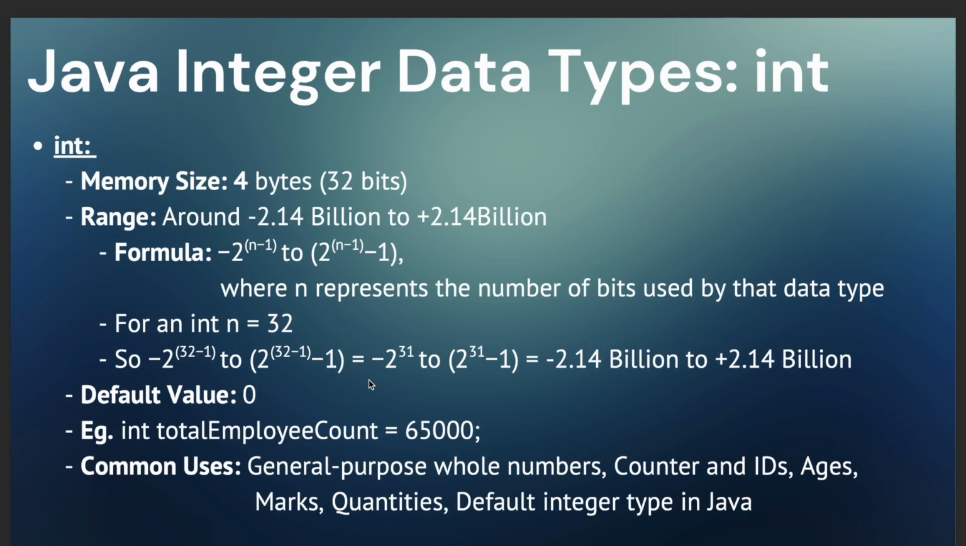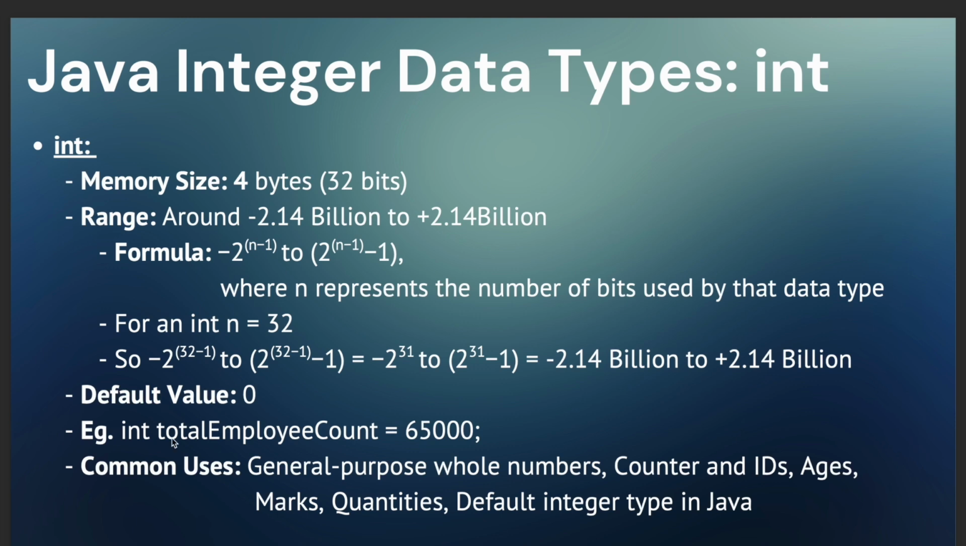Now we come to the most important integer data type in Java, int. Memory size is 4 bytes, that is 32 bits. Range is around minus 2.14 billion to plus 2.14 billion, or mathematically minus 2 raised to the power of 31 to 2 raised to the power of 31 minus 1. Default value is 0. Example, int totalEmployeeCount = 65,000.